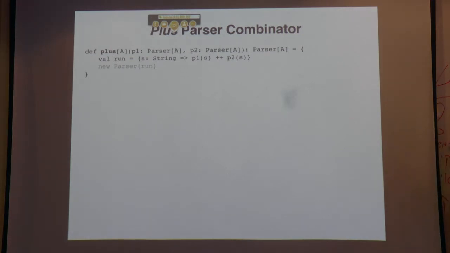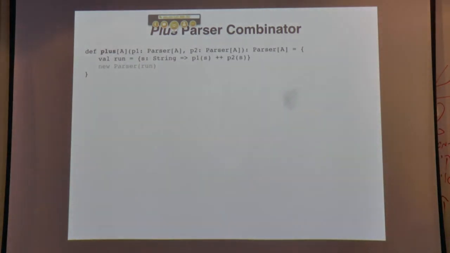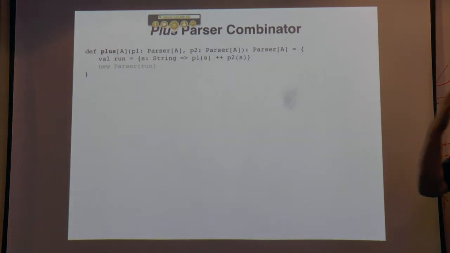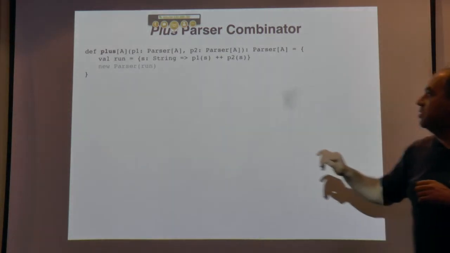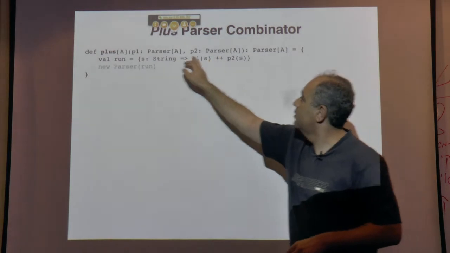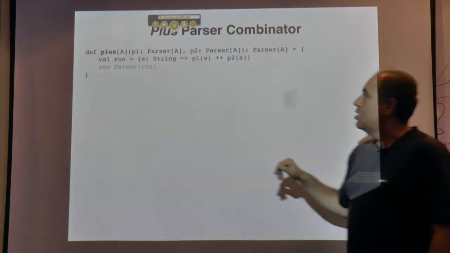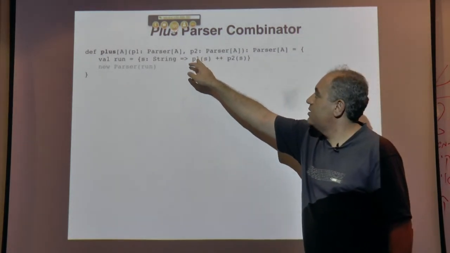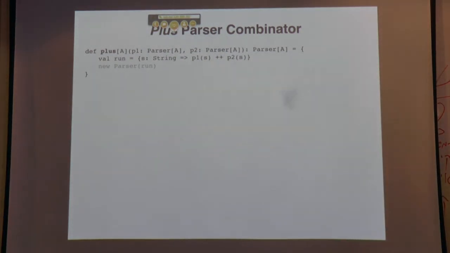Okay, I'll say it a little bit differently. Plus is a parser combinator. What do I mean by combinator? I mean a function which receives parsers as arguments and yields a new parser. So plus takes 2 parsers as its arguments and yields a new parser which works this way. Again, the interesting part is here. This is the parsing function. It just applies the first parser and the second parser and merges the results. Okay, just a combinator.